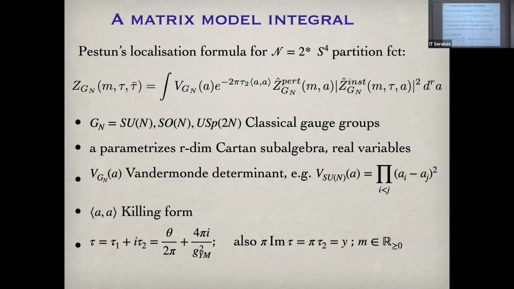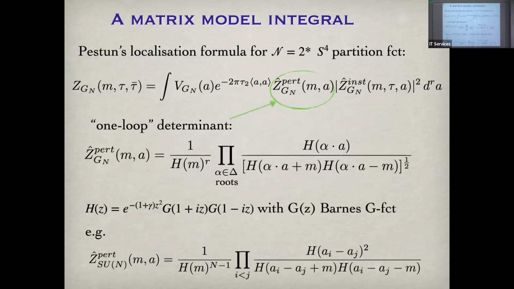There are another couple of building blocks that I need to tell you. This Z_{G_N} perturbative is what we call the one-loop determinant, a combination of a product over roots of a certain combination of Barnes functions. So it's a very concrete function that you can compute in principle on all groups. And here I put an easy example for SU(N), this particular product again of combinations of Barnes functions.